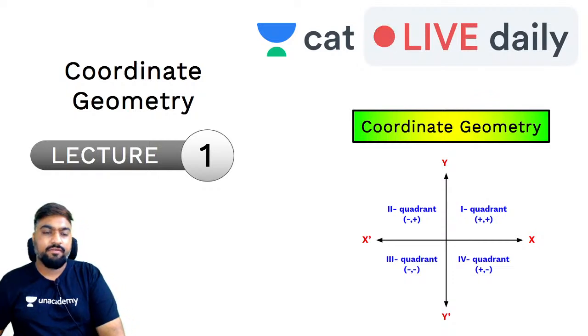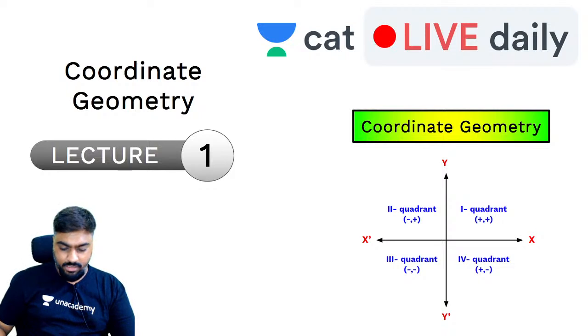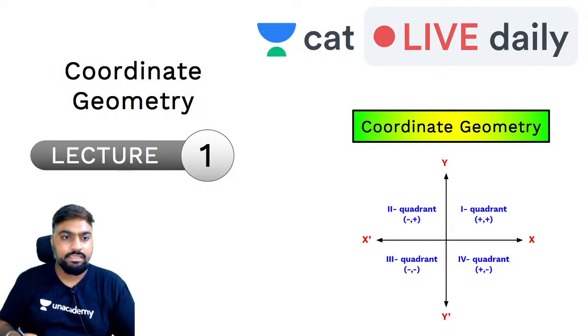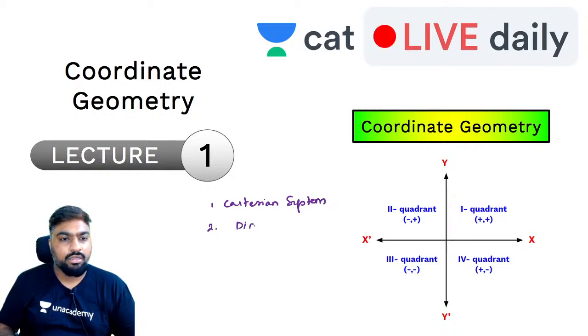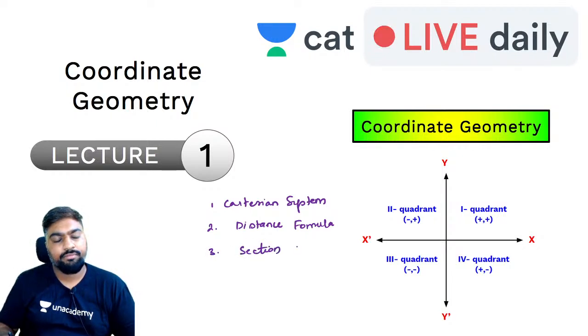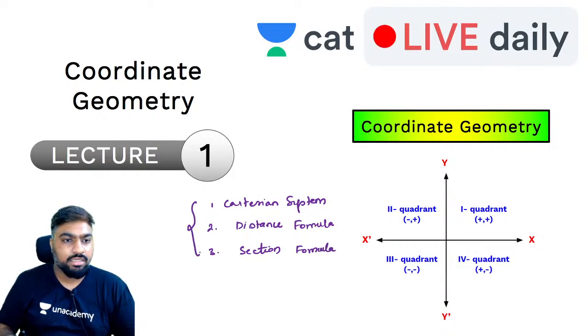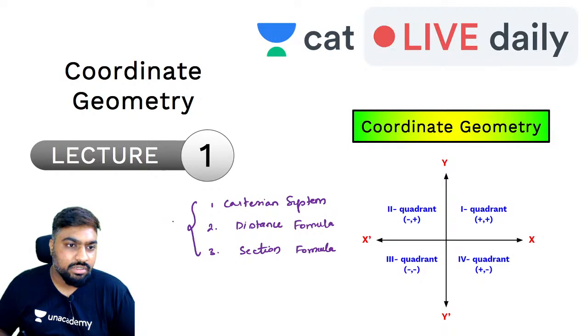Alright, so this is our first lecture on coordinate geometry. We'll be looking at three things today. One, what is your Cartesian system? How does it work? Number two, we'll be looking at what your distance formula is and different applications of it. And third, we'll be looking at the section formula. These are the three things on our agenda today. Our aim is to complete them.